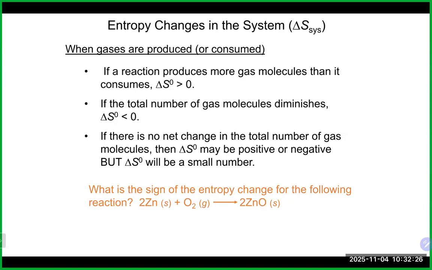If the total number of gas molecules diminishes like it did in that example, we would expect a more negative delta S. If there's really no net change in terms of gas molecules, then you could have either one. It could be positive or negative, but it would probably give you a small delta S value. So if we had to predict the sign of this reaction, should the delta S here be positive or negative? What do we think here?